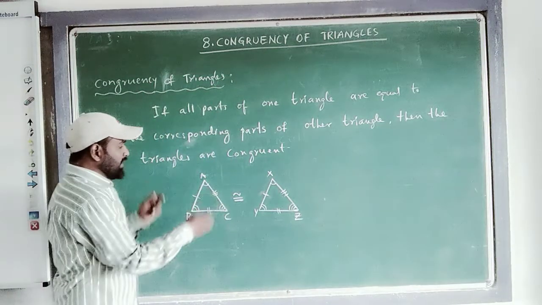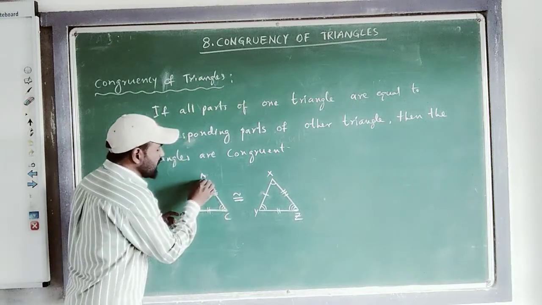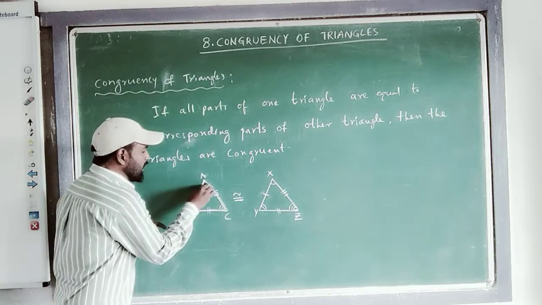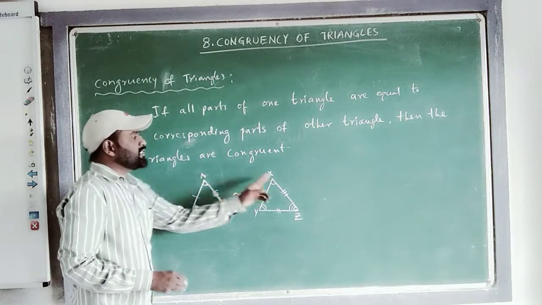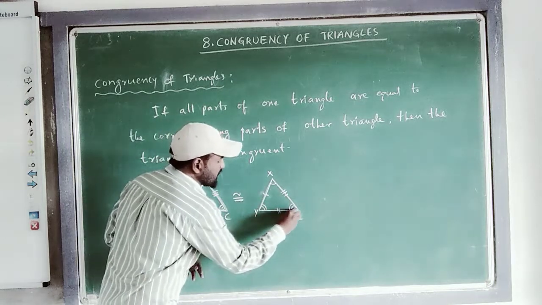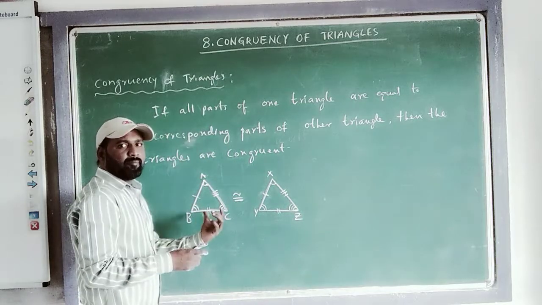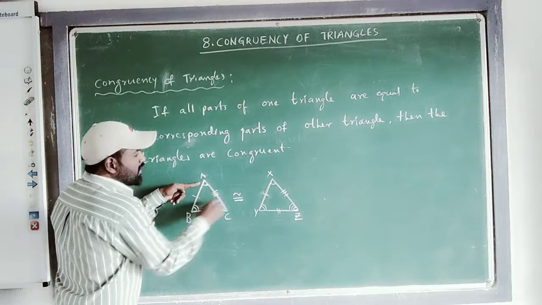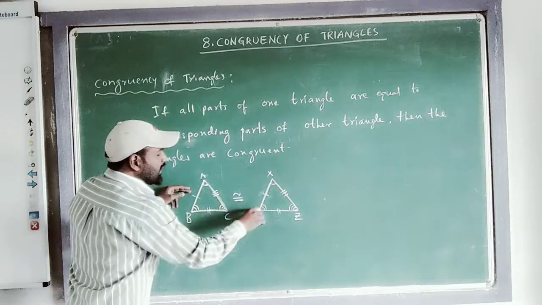Now see the sides first. AB, BC and AC. These are the three sides of triangle ABC, and angle A, angle B, angle C. Now we are comparing this triangle with triangle XYZ. In triangle XYZ, XY is one side, YZ the second side, XZ the third side. First we are comparing the sides. AB corresponds to XY. So in this triangle AB is a side, in this triangle XY is a side.